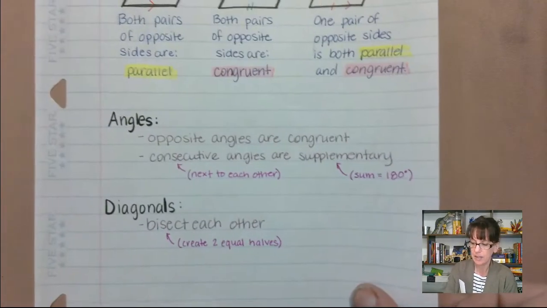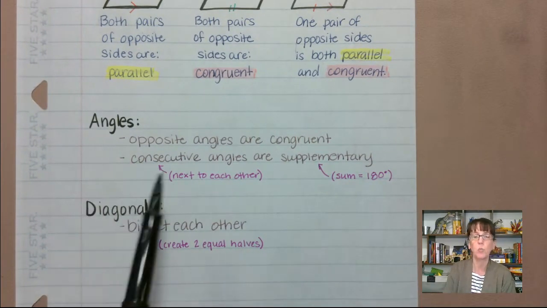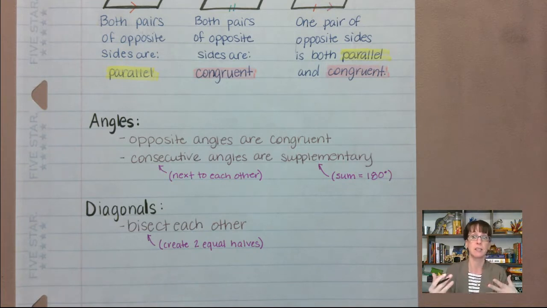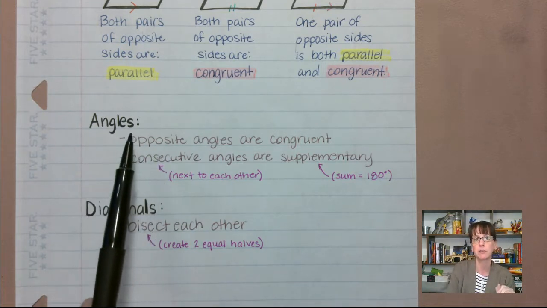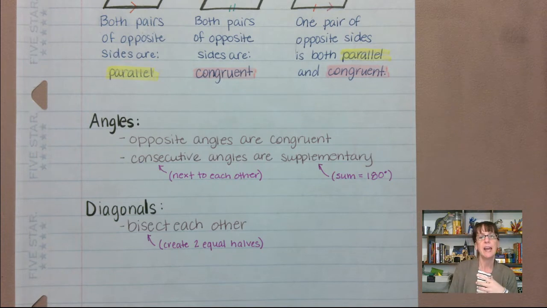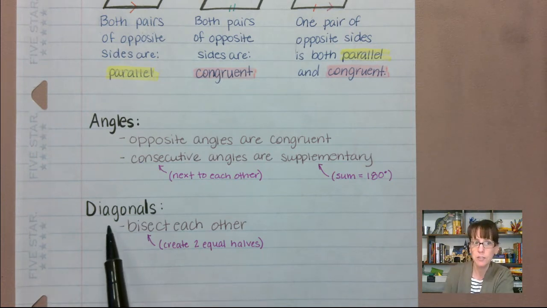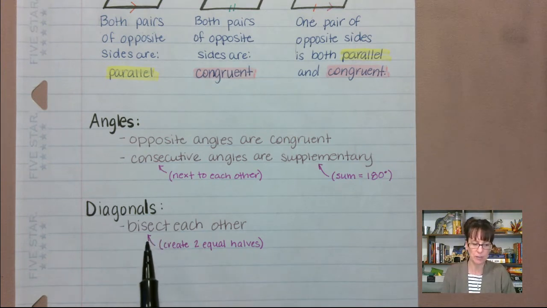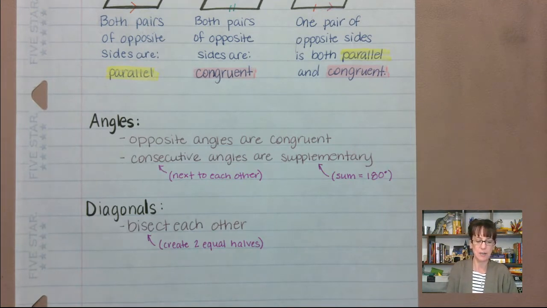Let's take a look at the rest of these. We have angles. Once you have proven that a shape is a parallelogram, for the angles, the opposite angles are congruent. So angles opposite of each other are congruent. Consecutive angles are supplementary. Remember, consecutive means one right after the other, right next to each other, and supplementary means 180 degrees. We also know that the diagonals bisect each other. So make sure you notate all of this down. And now we are going to apply these rules.